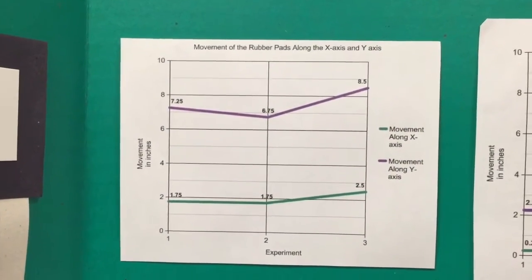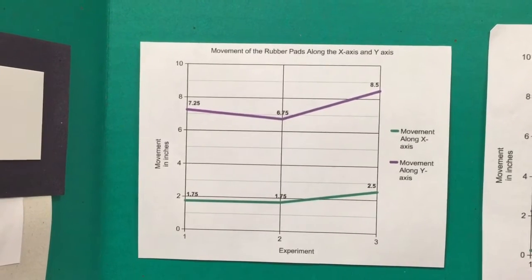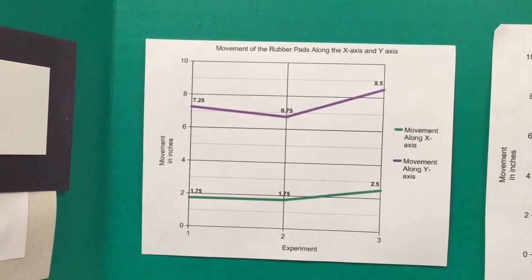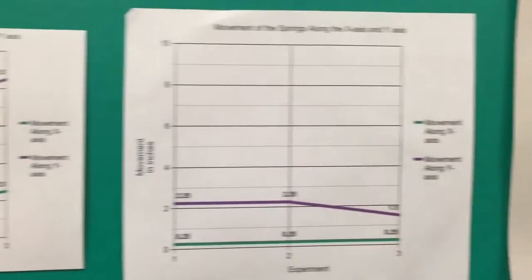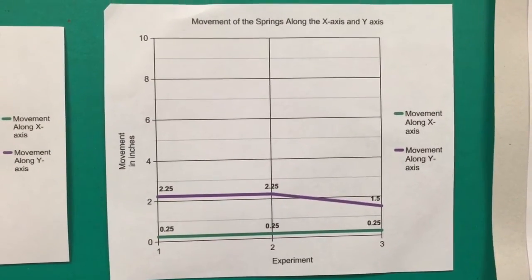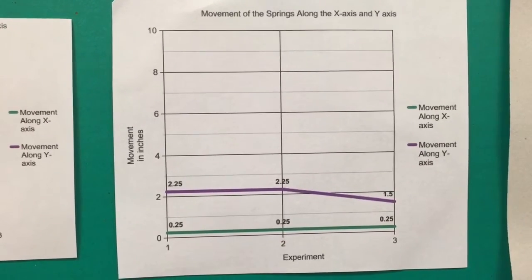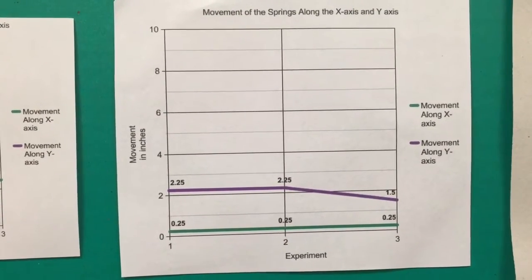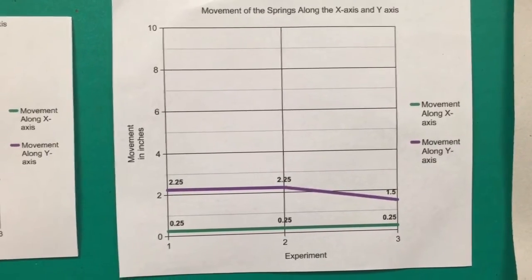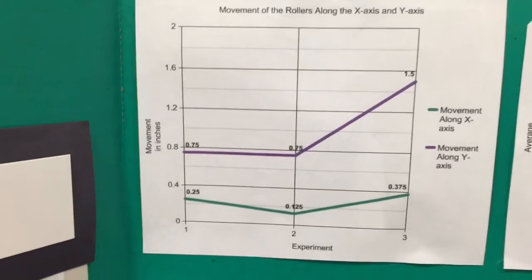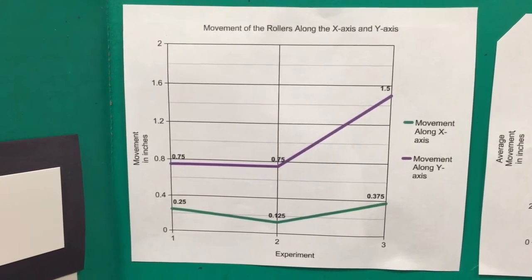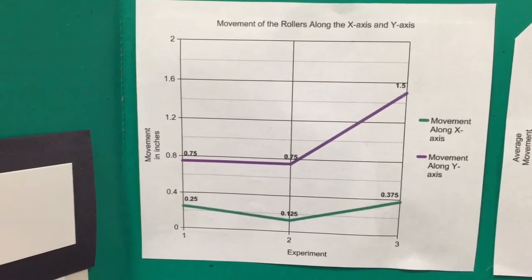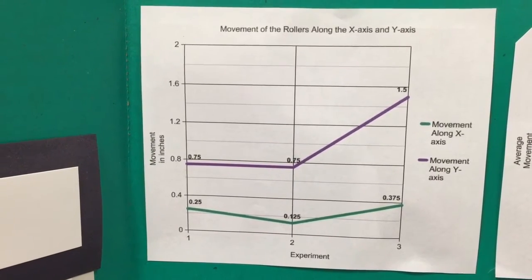For the rubber pads, you can see the growth and decay along the X and Y axis. This chart goes from 0 to 10 inches. As you can see, there was a lot of movement along the Y axis. And for the springs chart, you can see that the growth either stays the same or decays a little bit. For the movement along the X and Y axis, this chart is also from 0 to 10 inches. And finally, for the rollers chart, it's from 0 to 2 inches, and that's significantly lower because there wasn't nearly as much growth or decay with the rollers and the movement along the X and Y axis.